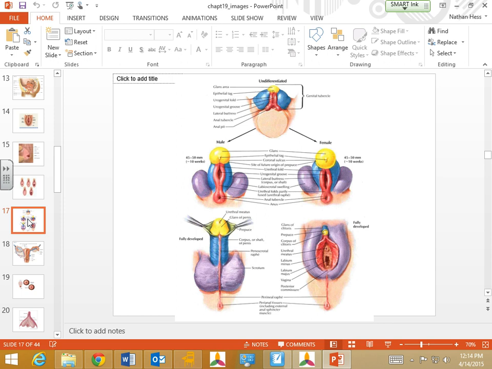Yeah. You do not. Nope. Just what's on your sheet. Just what's on your sheet.